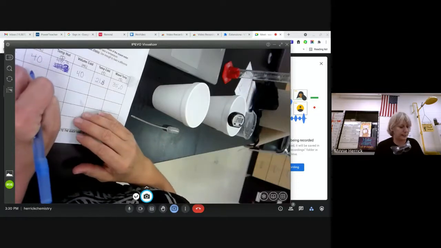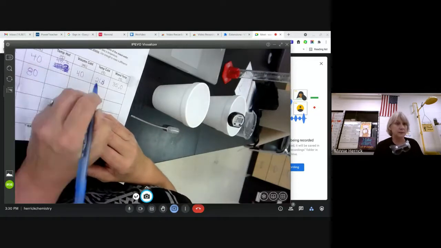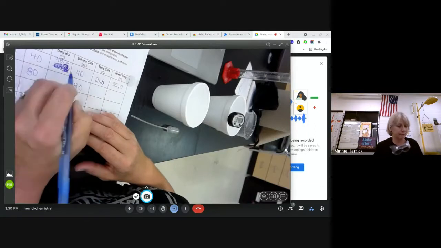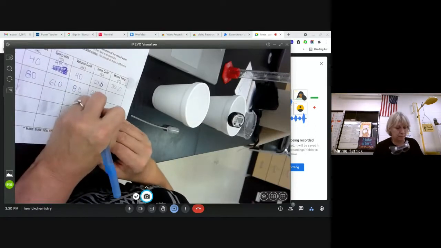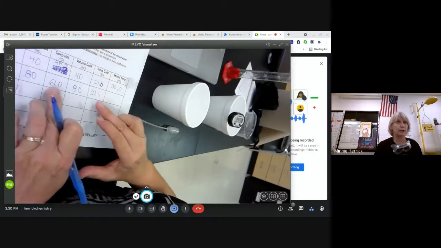Another one did 80 mils, and they transferred it from 61.0 to 21.5. Those are their starting temperatures.